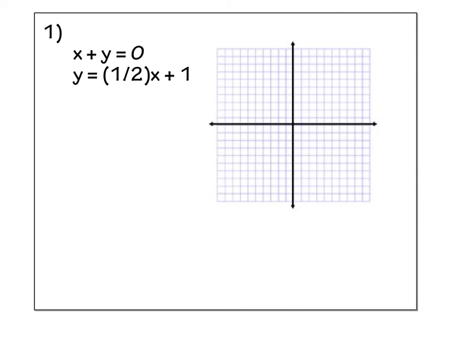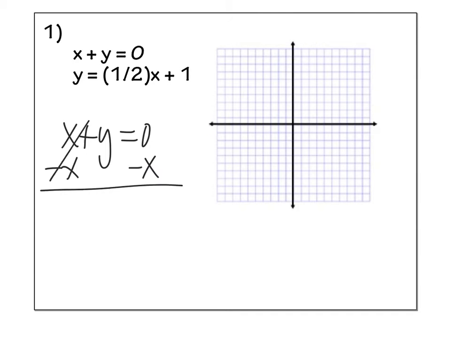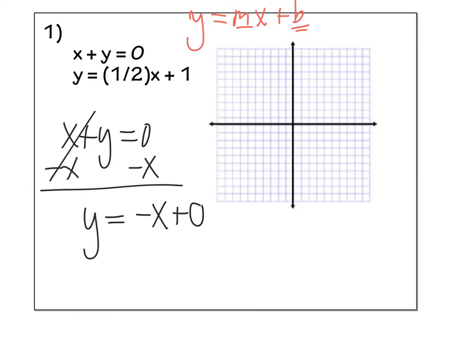Now, the first one starts with the first equation, x plus y equals 0. If I take x plus y equals 0 and try to put it into slope-intercept form, what I will have to do is subtract x from both sides, and I will come up with an equation that reads like this: y equals negative x plus 0. Now before I graph anything, let's review y equals mx plus b. The other day we went through this. M is my slope, b is my y-intercept.